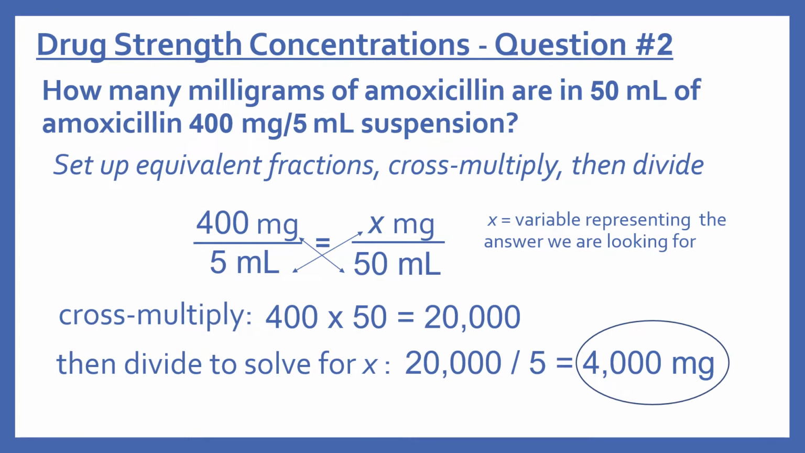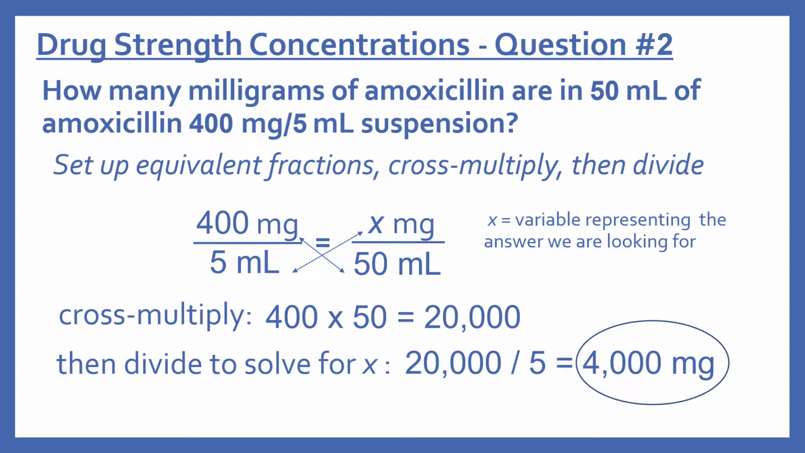Okay, drug strength concentrations, question number 2. How many milligrams of amoxicillin are in 50 milliliters of amoxicillin 400 milligram per 5 ml suspension? We're going to solve this one the same way: set up equivalent fractions, cross multiply, and then divide. The concentration of the amoxicillin suspension is 400 milligrams per 5 mLs. That'll be our first fraction. We'll set that equal to X milligrams, what we're looking for, per 50 milliliters.